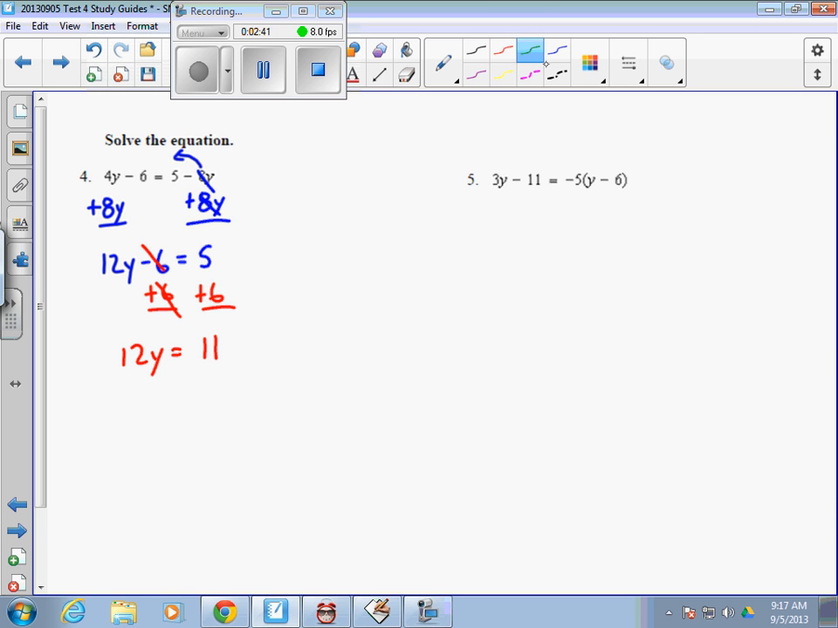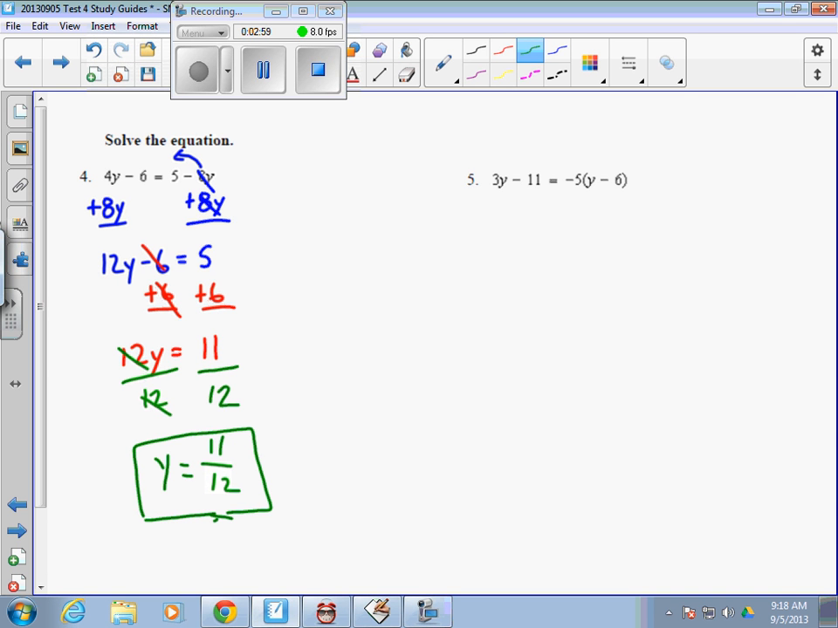And then that says 12 times y. Undo 12 times something by dividing by 12. Do the same on the right. This will cancel. Leaves you with y equals 11 over 12. And there's no number that goes into both 11 and 12, so that's a simplified fraction.